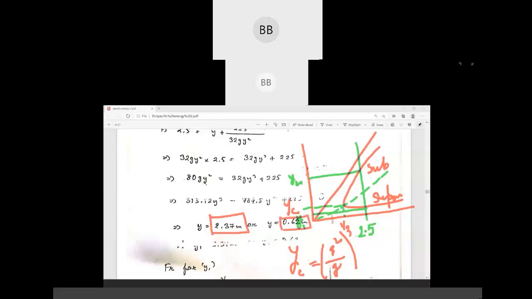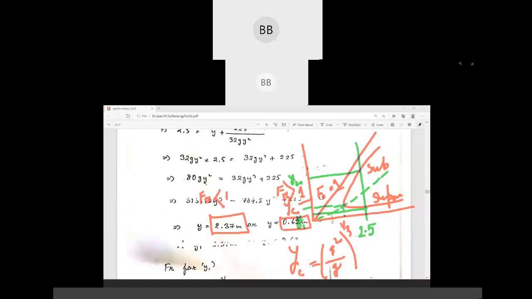Okay, so for subcritical flow, when your depth of flow is more, your Froude number will be less. When your depth of flow is less, your Froude number will be more. Fr is greater than 1 for supercritical, and for critical depth, your Fr is equal to 1. Okay, Froude number. So our first objective is completed, to find out the alternate depth.